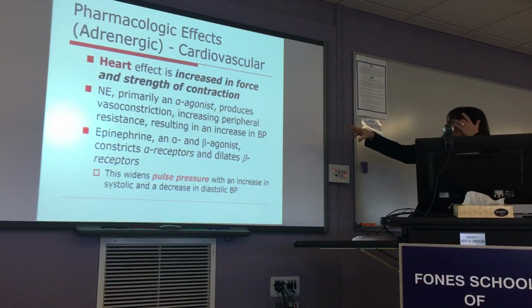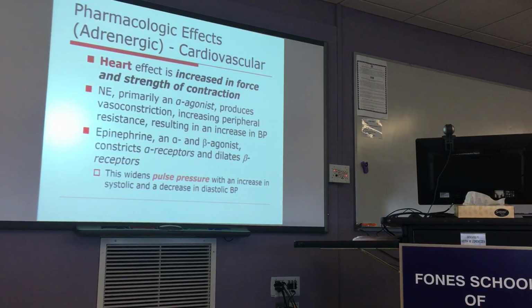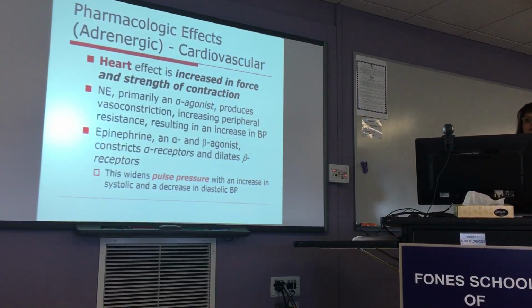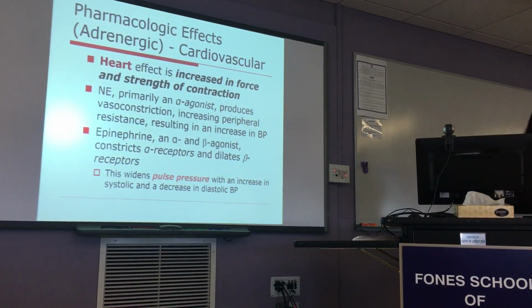The norepinephrine, which is an alpha agonist, means it works on the blood vessels and constricts them. So let's think about this. The heart is pumping, and if you pump the heart and you constrict the vessels, when the heart goes to pump out, is there more or less pressure on those vessels when it's coming out of the heart? More. That's peripheral resistance. So it increases peripheral resistance, which drives the blood pressure, the pressure on the blood vessels, up.